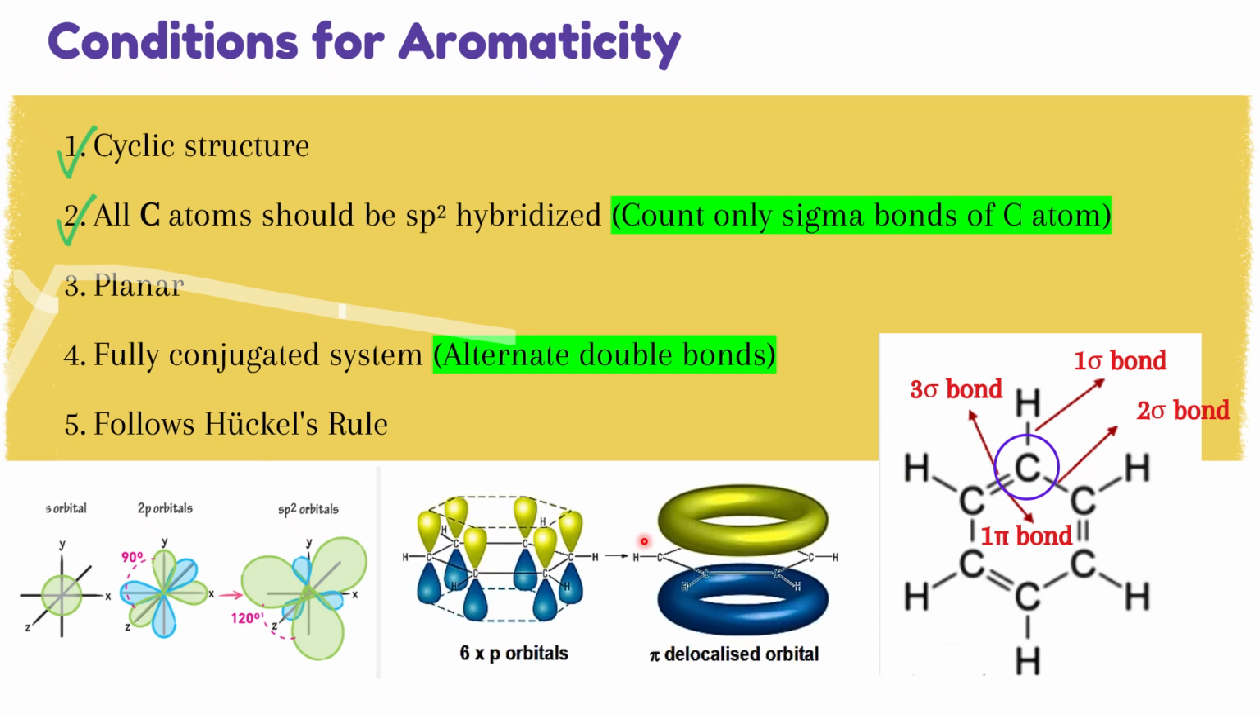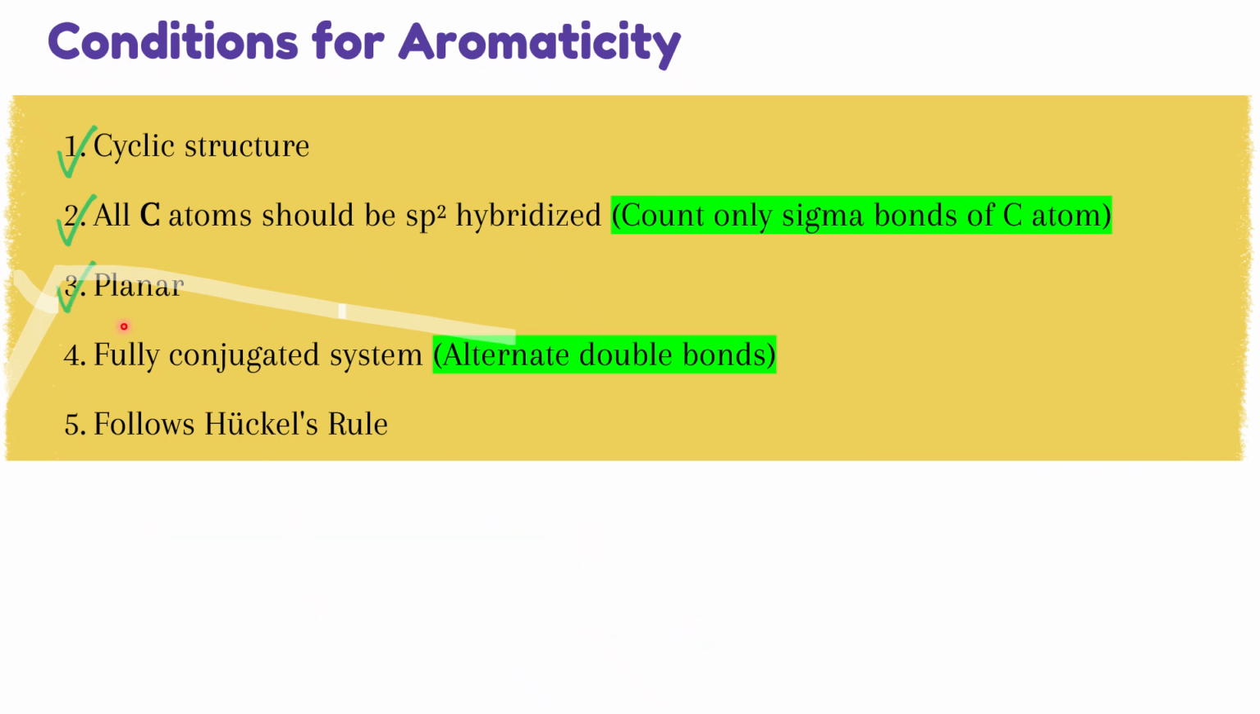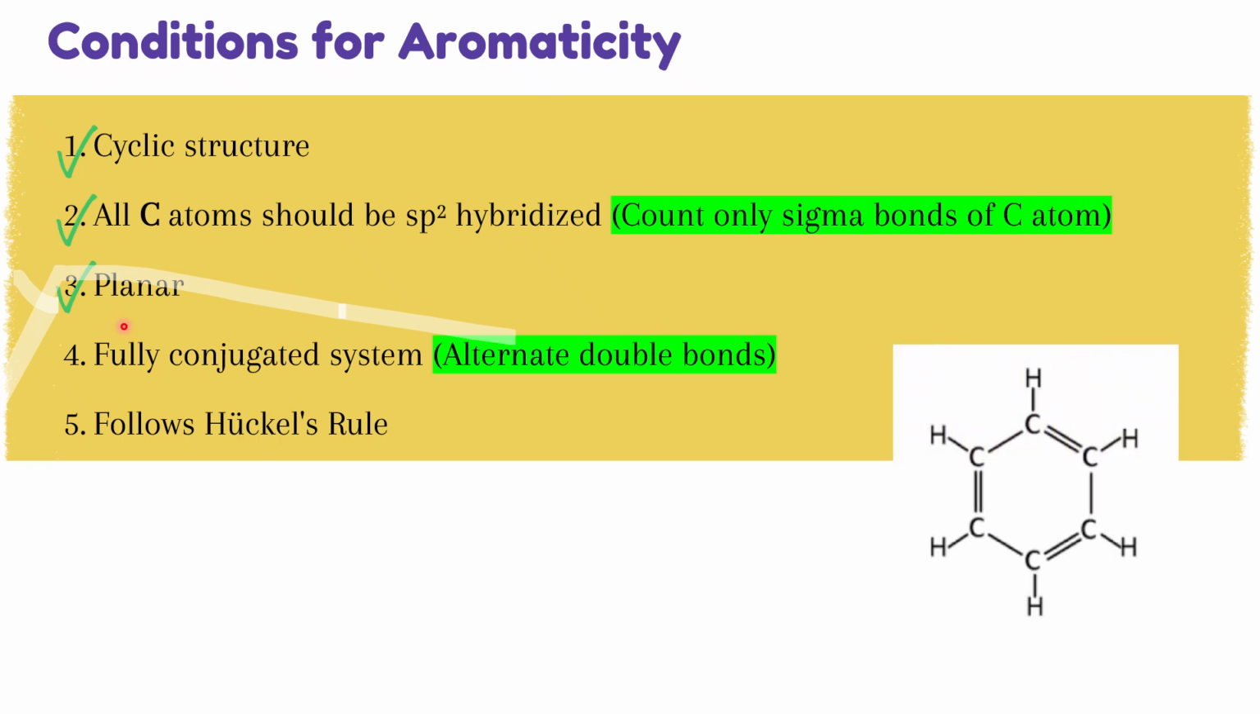So as you can see over here, this is the structure of benzene, and it is completely planar in nature. So we can conclude that this structure is planar. Now let us check for the fourth condition, that the system should be fully conjugated. What do you mean by conjugation? Conjugation is nothing but the presence of alternate double bonds and single bonds. As you can see over here, I have this double bond, then a single bond, then a double bond, then a single bond, and then a double bond. So this is a conjugated system. So it follows the fourth condition also.